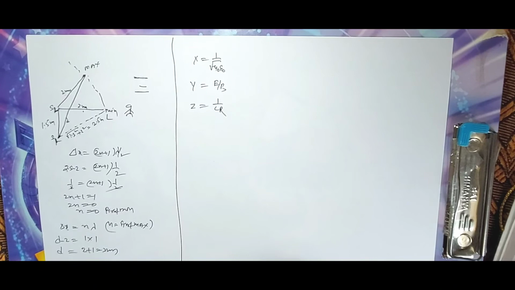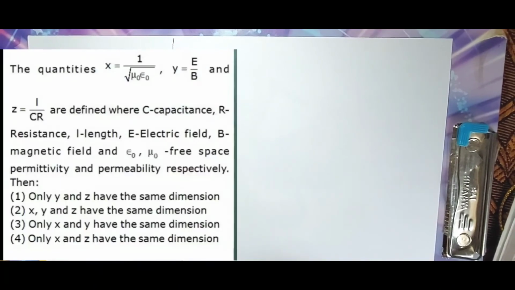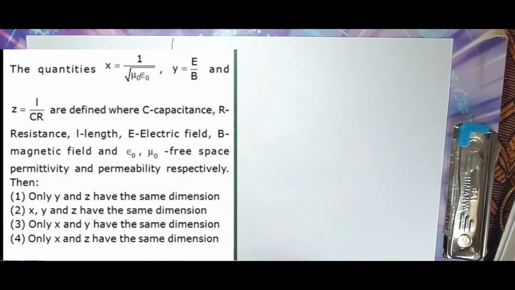So, another problem: the quantities x is equal to 1 by square root of mu naught epsilon naught, y is equal to E by B and z is equal to 1 by CR. Now, which of the following options is correct? There are 4 options given. Only y and z have the same dimension. Second option, x, y, z have the same dimension. Third option, only x and y have the same dimension. Fourth option, only x and z have the same dimension.